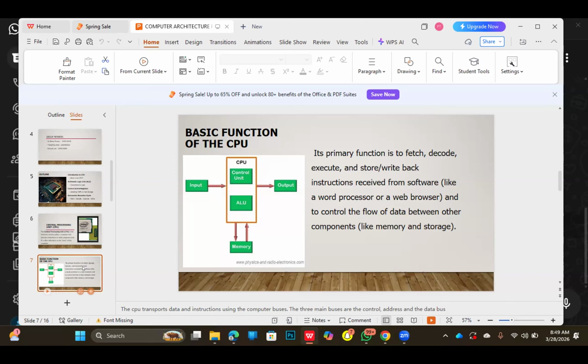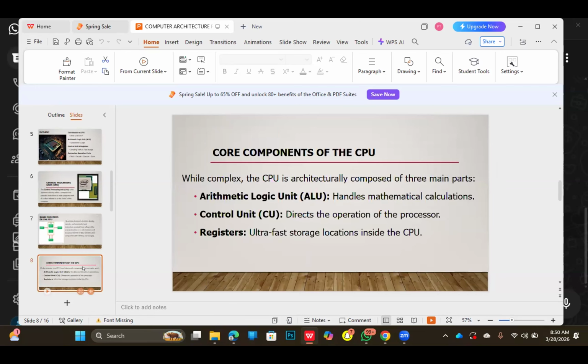And we have the lower aspect as the memory, where we have the registers and the like, which also process that information by fetching, decoding, and bringing out the exact information needed to be output. So its primary function is to fetch, decode, execute, and store, which is the same as write back, instructions received from the software, like a word processor or web browser, and to control the flow of data between other components like memory and storage. Please, let's move to the next slide.